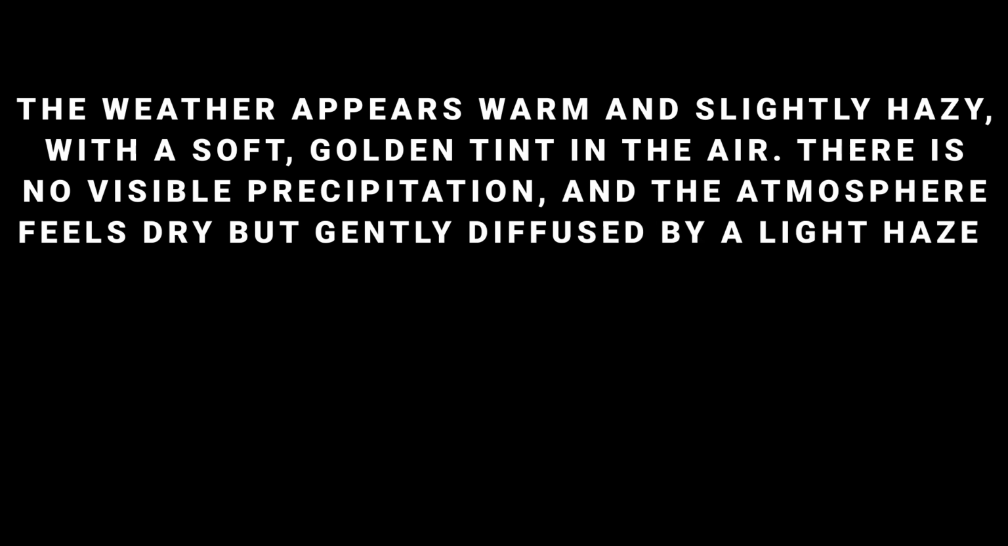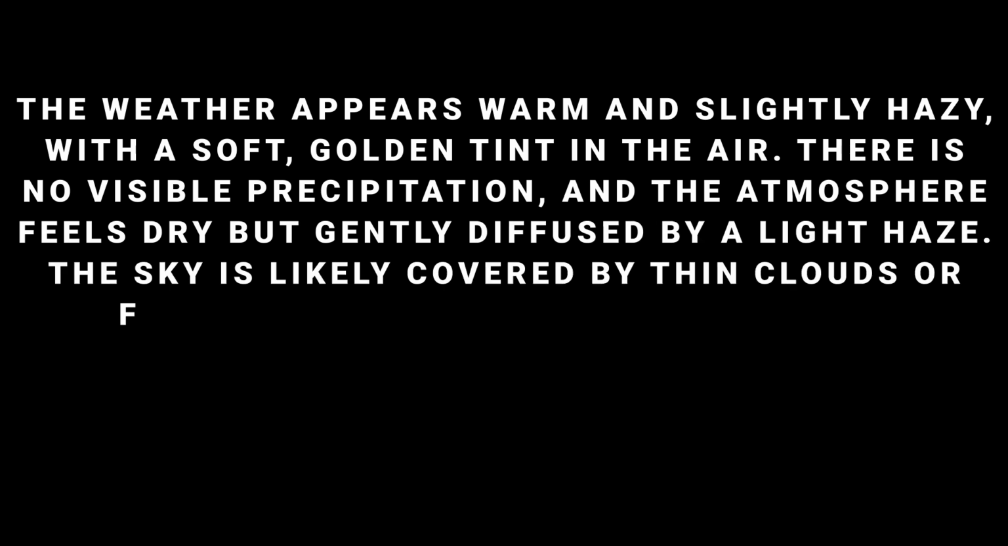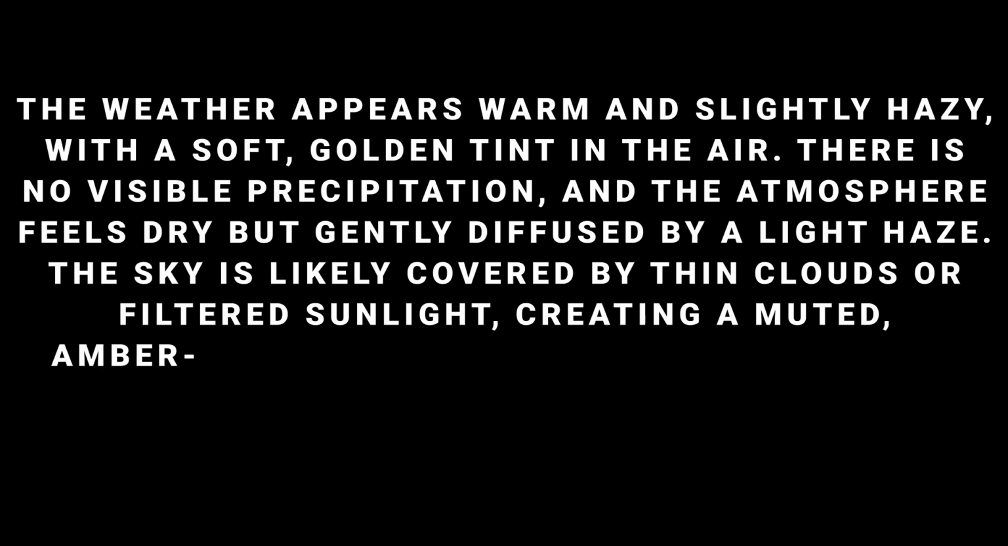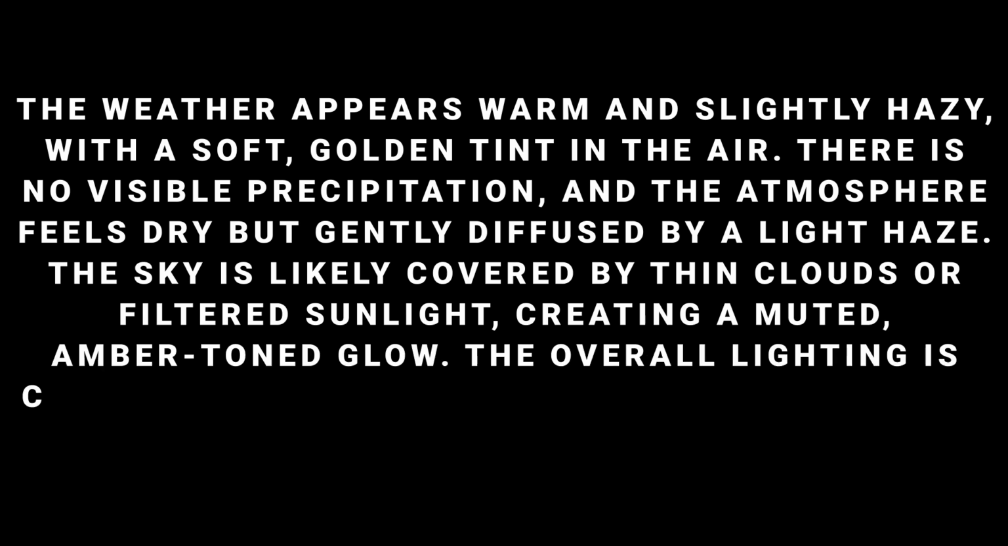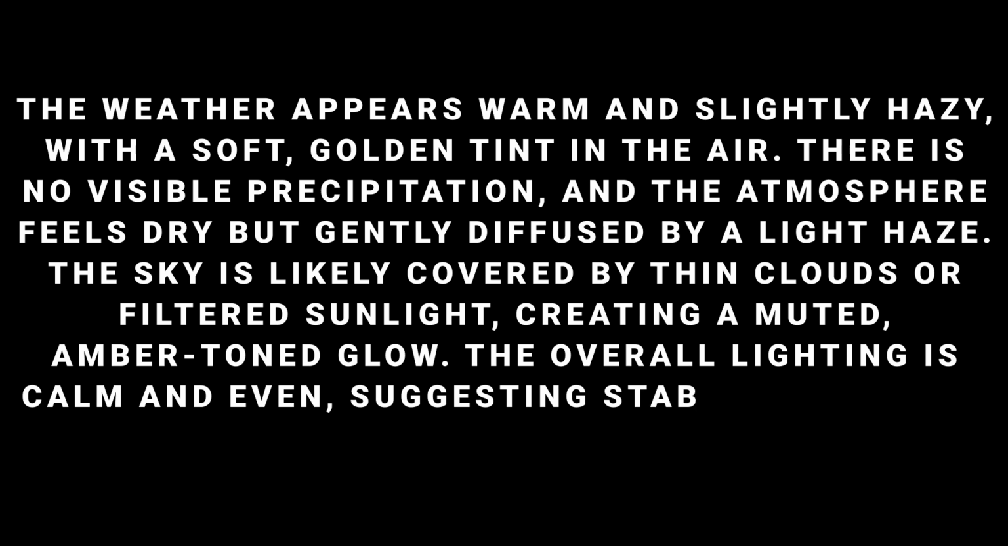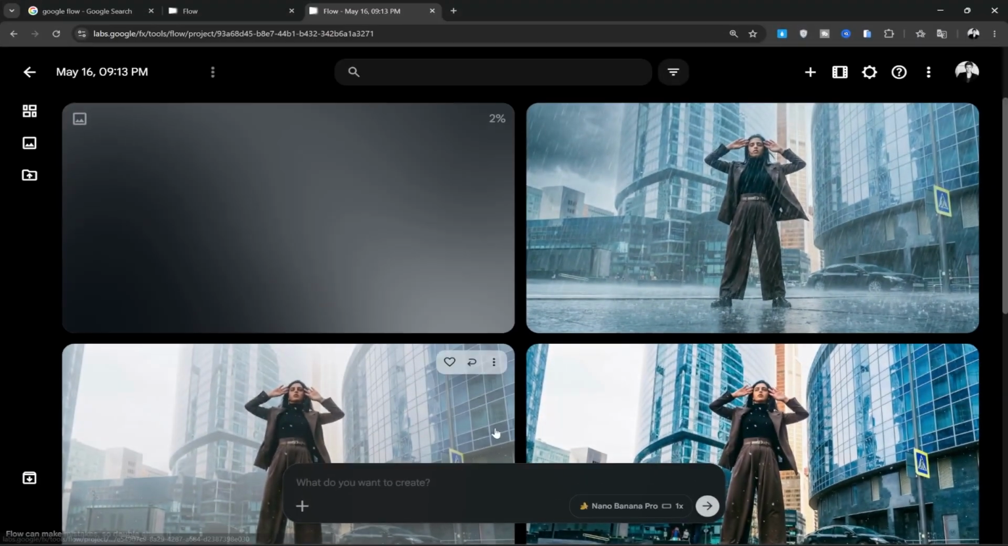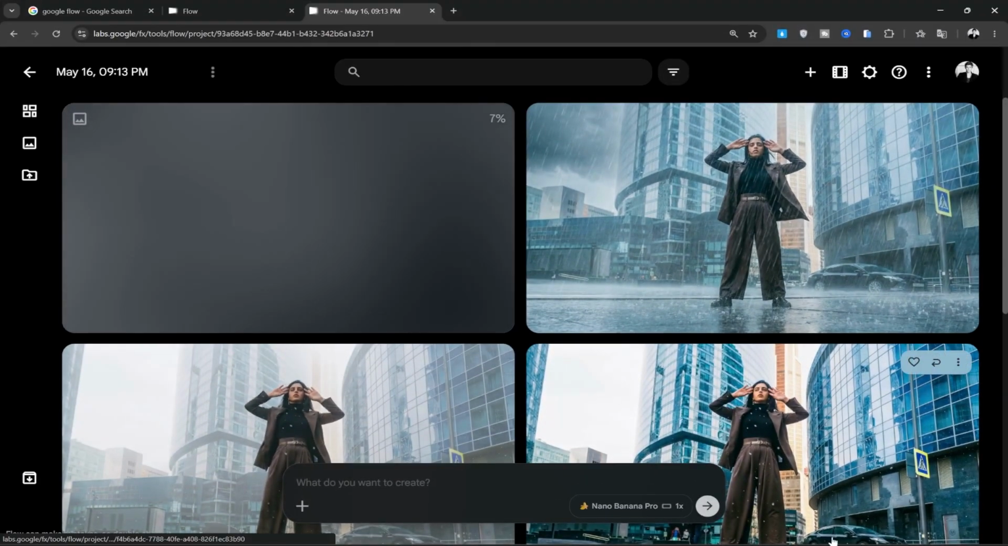The weather appears warm and slightly hazy, with a soft, golden tint in the air. There is no visible precipitation, and the atmosphere feels dry but gently diffused by a light haze. The sky is likely covered by thin clouds or filtered sunlight, creating a muted, amber-toned glow. The overall lighting is calm and even, suggesting stable conditions with little to no wind. I want the weather to be warm and slightly hazy. I'll hit Generate and wait for it to process.